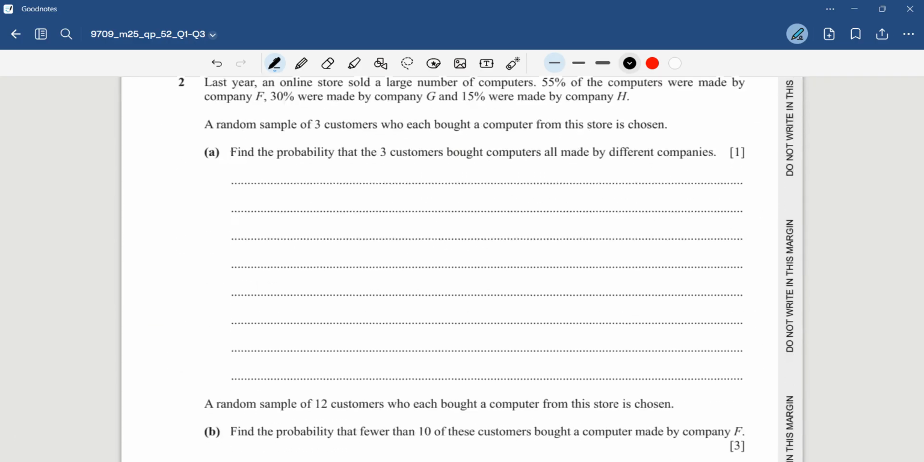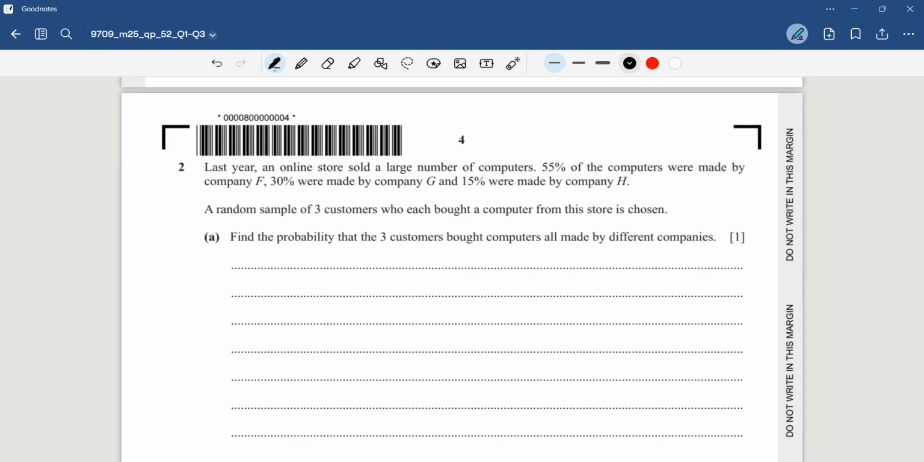Okay, now let's go to question number 2. Last year, an online store sold a large number of computers. 55% were made by company F, 30% by G, and 15% by H. A random sample of 3 customers who bought a computer from the store. Find the probability that the 3 customers bought computers all made by different companies. So that means we're going to find the probability that the customers buy the computer from F, G, and H.